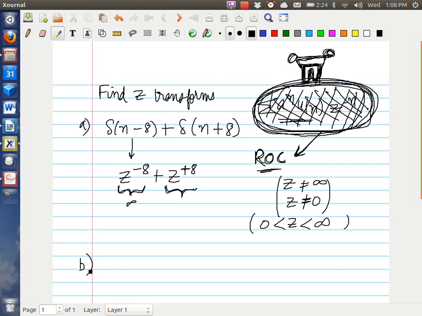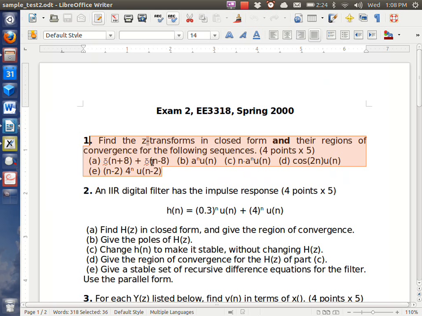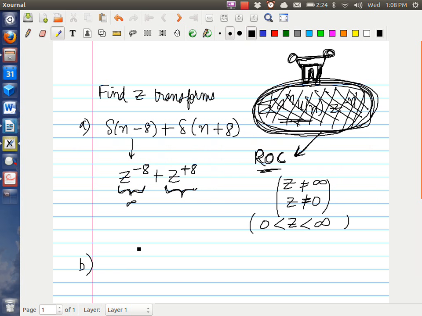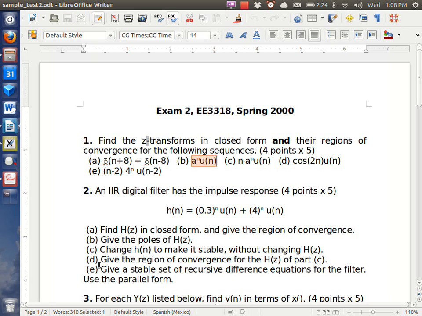And the next one, it says a to the n u of n. Do we have to work this out? You all remember it's 1 over 1 minus a z inverse. The ROC is, since it's causal, mod z greater than mod a. Right there. Next one is n a to the n u of n.